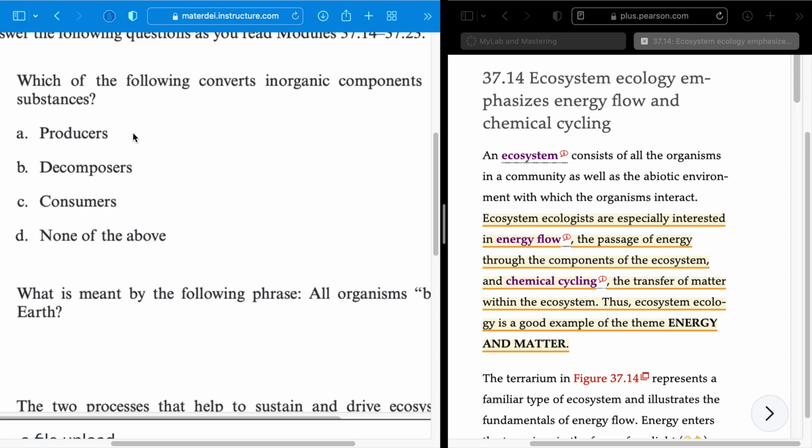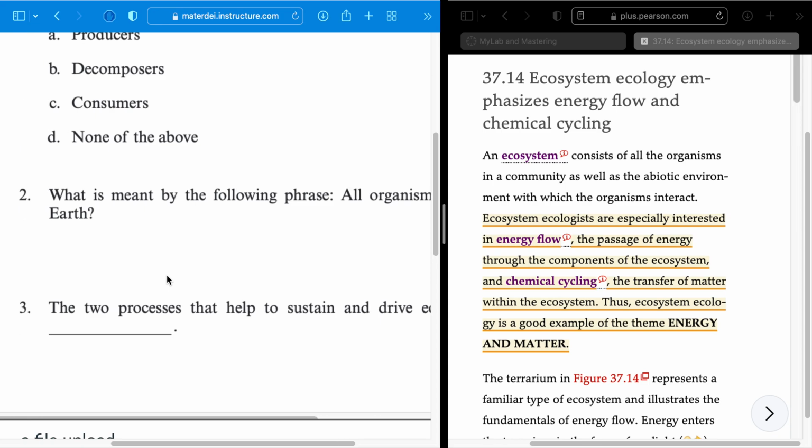producers can do that, and in some cases, decomposers. So decomposers are bacteria, and sometimes they can disassemble organisms and put them in the soil. Sometimes they can reassemble stuff and then they put it in the atmosphere. But the best answer is producers, letter A.